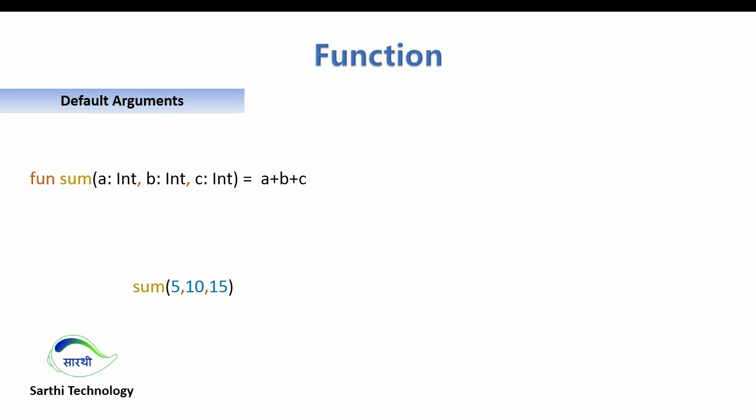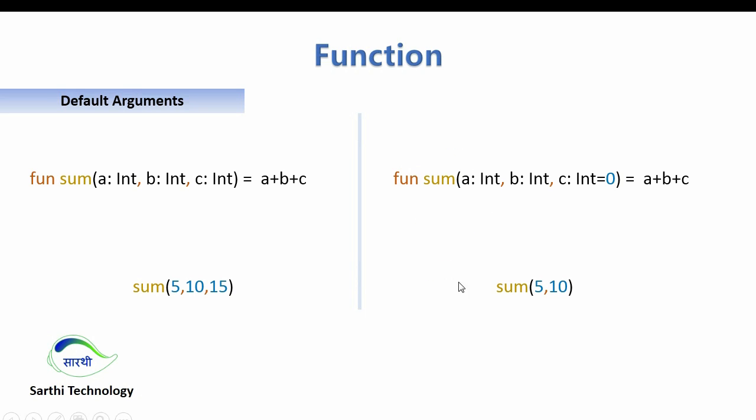Sometimes you might want that some argument should have their default values. In this case, you can see C has default value, that is 0, and if you call this function like this, 5 will go to A, this 10 will go to B, and C will have default value, that is 0, and it will return the sum of these 5, 10 and 0.